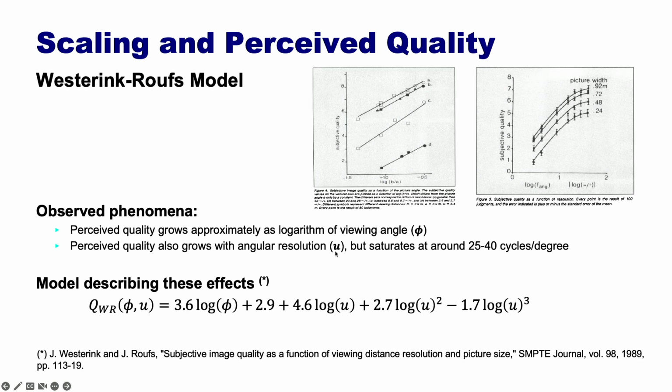A very well-known model, which is of relevance to our context, is the Westheimer-Roof model. It's the best-known model that predicts the perceived quality directly based on the picture resolution. So it's a very classical model, proposed more than 30 years ago.